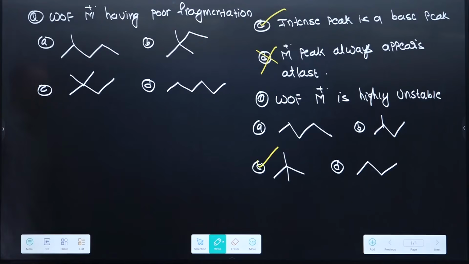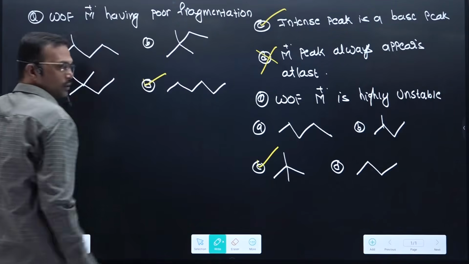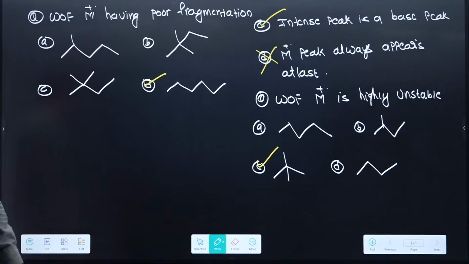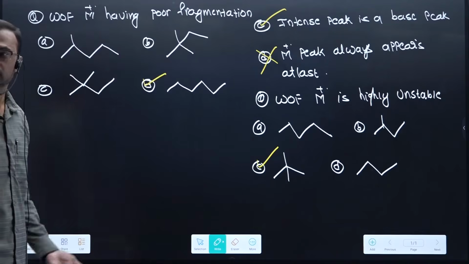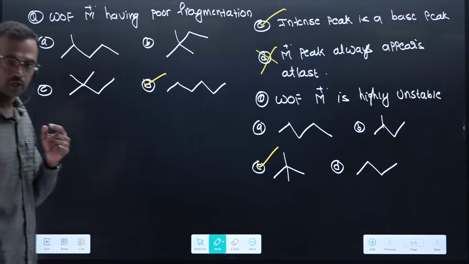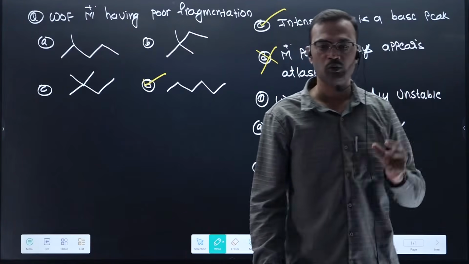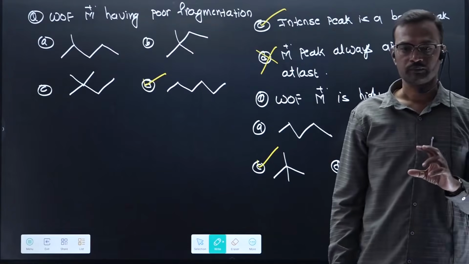Which of the following molecular ions has poor fragmentation? Which will carry poor fragmentation? D. Poor fragmentation for which one? Stable or unstable molecular ion? Stable. Which among the following is stable, I am asking. Stable molecular ion will give less information. Which among the following molecular ions will give more information about structure?